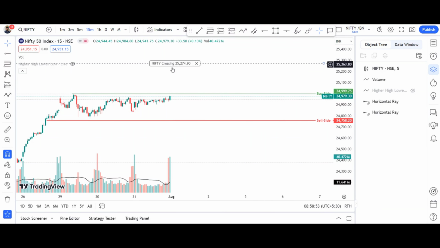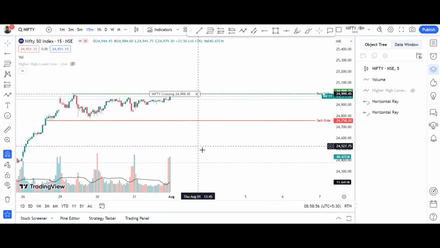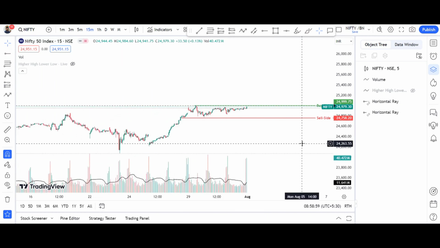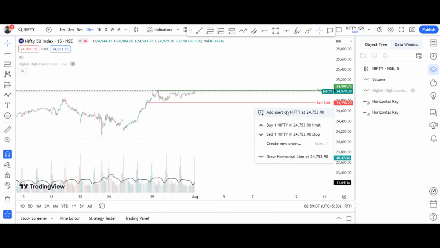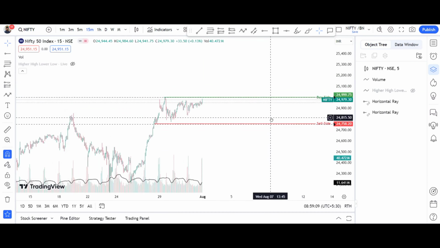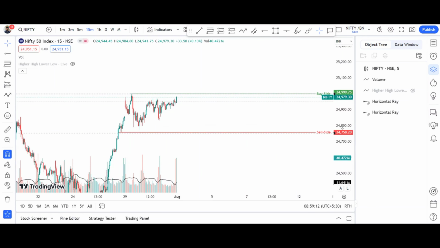Usually I mark alerts on my sell side and buy side, so I get alerted when the sell side and buy side are taken. Only at that time I will check the market for a trade. Otherwise I will keep quiet and do my other stuff, like searching my stocks for swing trades and everything.